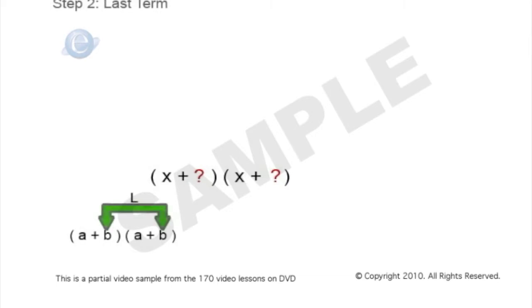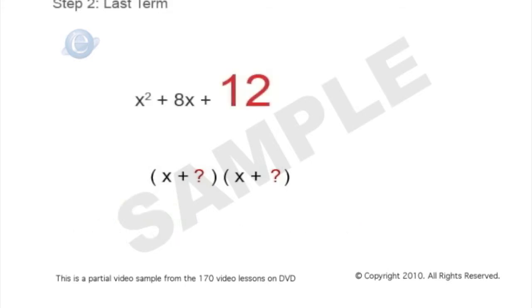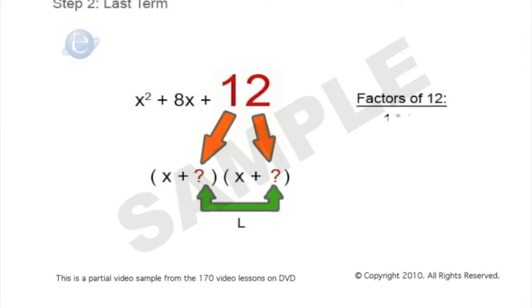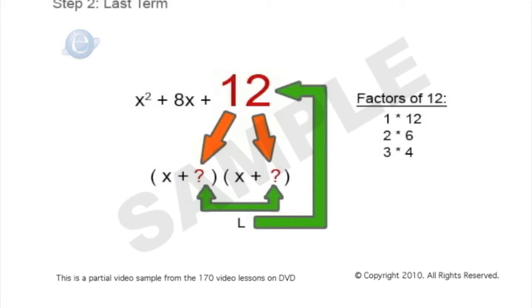Now the third step would be to fill in the second term of each parentheses. So let's think about what the second term in each of the parentheses give us. We know that the L part of FOIL is where we multiply the last term in each of the parentheses. So these two terms multiplied together must give us our last term in our quadratic expression, which is 12. So what two numbers multiplied together give us 12? Well, we have 3 options. It could be 1 times 12, it could be 2 times 6, or it could be 3 times 4. Any one of those combinations put in the parentheses when multiplied together will give us 12.